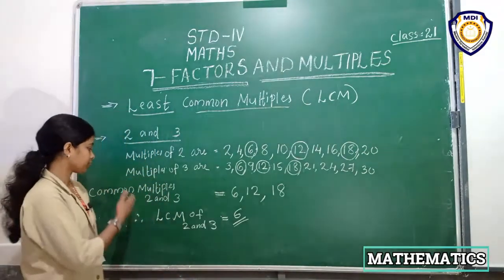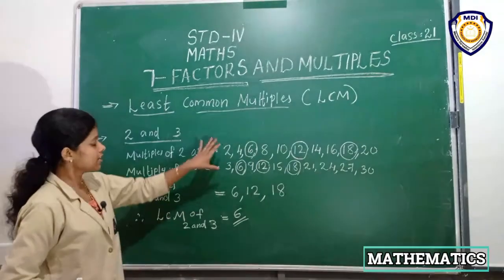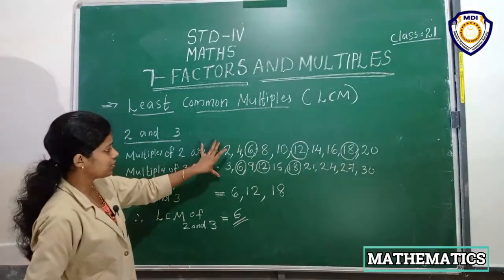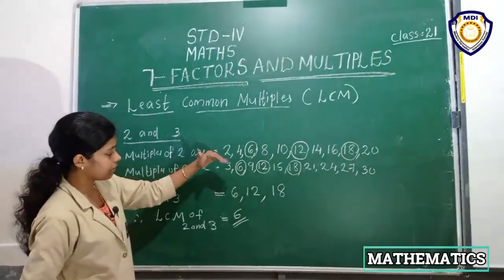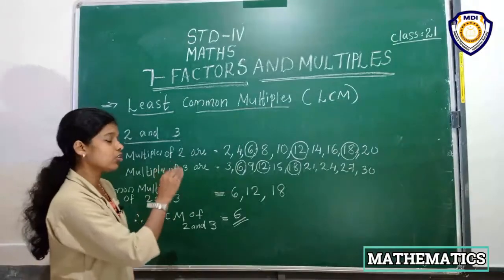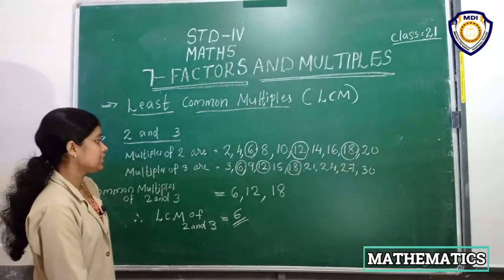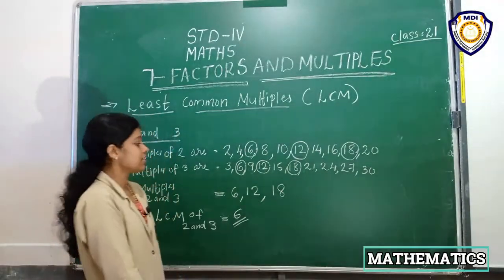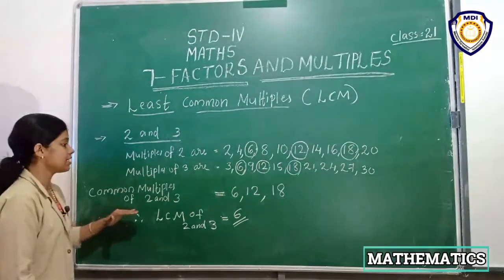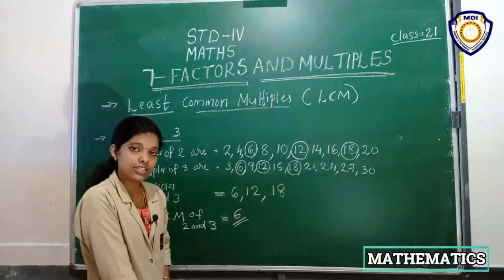Okay, then we write common multiples of 2 and 3. Common multiples means the multiples that are in 2 and also in 3. We were asked to write the common multiples that appear in both. Common multiples of 2 and 3 are 6, 12 and 18.